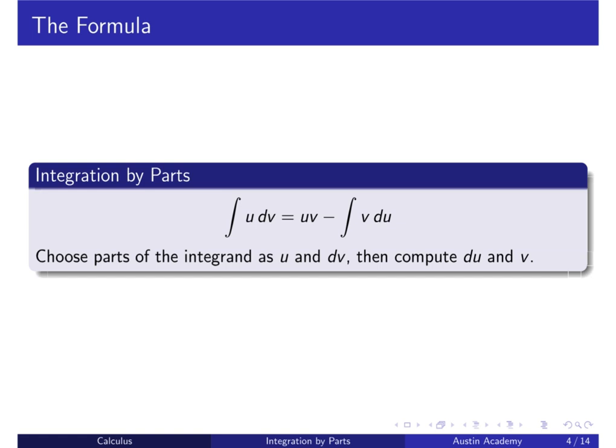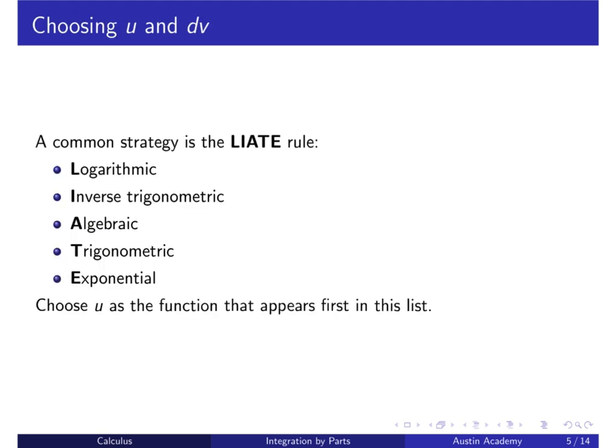Integration by parts says, the integral of u dv equals uv minus the integral of v du. We choose part of the integrand as u and the other part as dv, then compute du and v. A helpful strategy is the LIATE rule: L for logarithmic, I for inverse trigonometric, A for algebraic, T for trigonometric, E for exponential. You typically choose u as the first type that appears in this list.